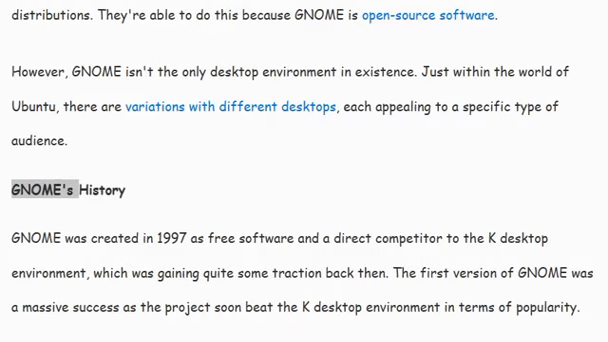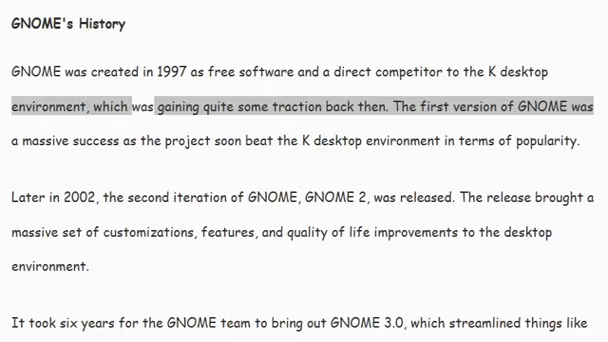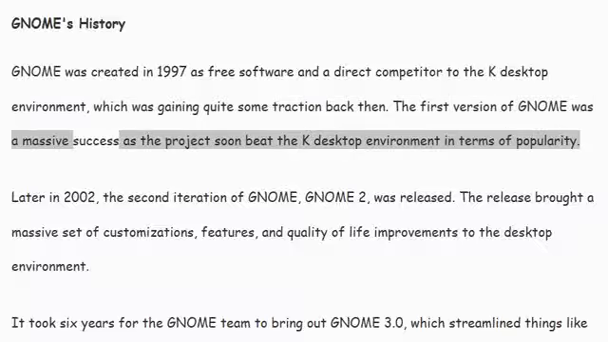GNOME's history. GNOME was created in 1997 as free software and a direct competitor to the KDE desktop environment, which was gaining quite some traction back then. The first version of GNOME was a massive success as the project soon beat the KDE desktop environment in terms of popularity.